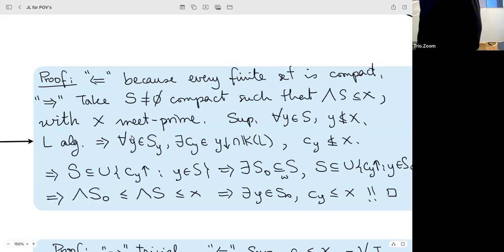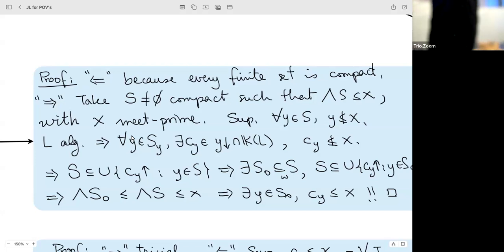So how do we do it? Take an S, a non-empty compact set, such that the meet of that set is below X, with X being meet prime. Suppose that all the elements of S are not below X. Then we will get a contradiction from there. Since L is algebraic, every element is determined by the compact elements that are below it. So sorry, I am confused. This shouldn't be S of I. So for every element Y of S, there is going to be some compact element that is below Y, but it's not below X, because otherwise all the compact elements below Y would be below X, and then Y would be below X. So we found one compact element that is not below X for every element of S.